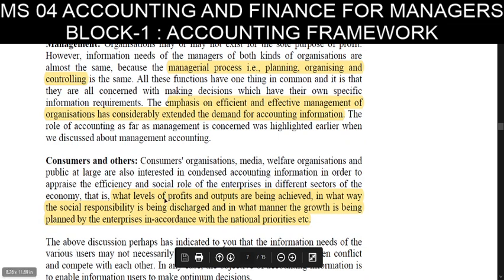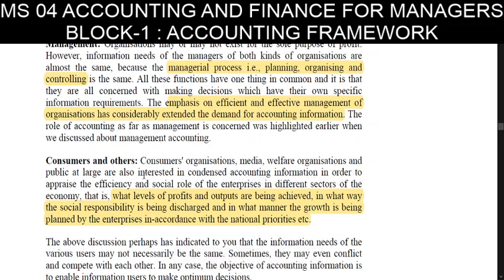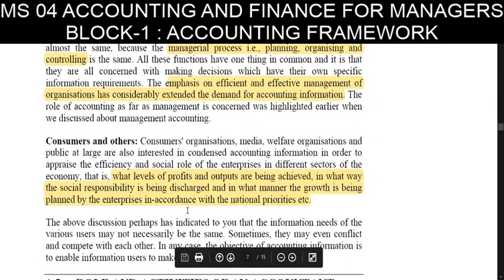Okay, now who are the other persons interested? Consumers and others. Consumer organizations, media, welfare organizations, and the public at large are also interested. They are interested in what levels of profits and outputs are being achieved, in what way the social responsibility is being discharged, and in what manner the growth is being planned by the enterprise in accordance with the national priorities, as if it is their own company.